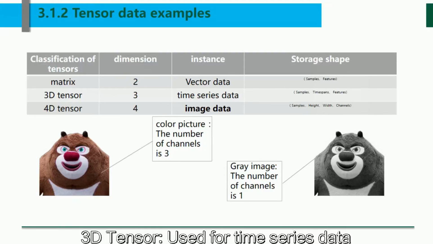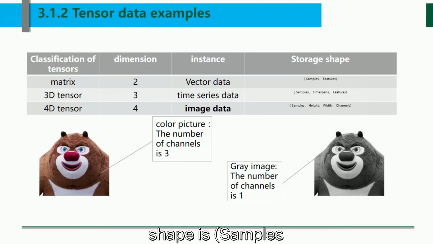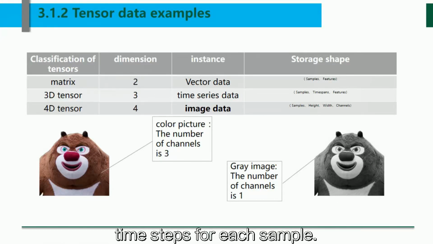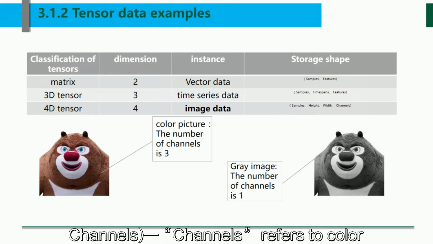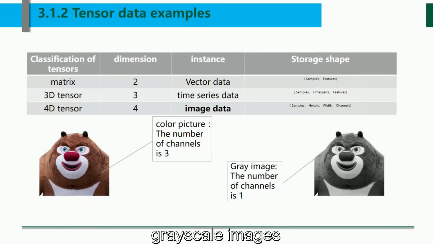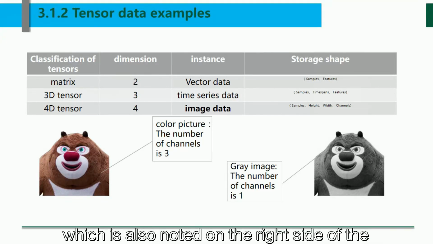3D tensor, used for time series data, shape is (samples, time spans, features). Time spans means the number of time steps for each sample. 4D tensor, used for image data, shape is (samples, height, width, channels). Channels refers to color channels: 3 for color pictures, RGB, and 1 for grayscale images, which is also noted on the right side of the slide.